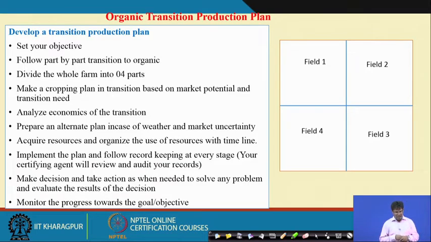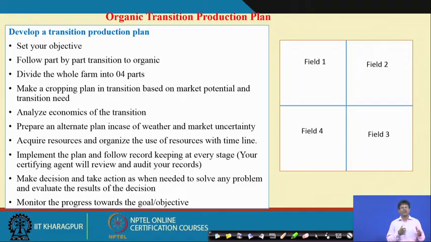Then prepare an alternate plan in case of weather and market uncertainty. As you see, there is market uncertainty, or there may be weather fluctuation; sometimes it may be dry years, sometimes very wet years, or flood or drought. Looking at the extreme conditions, a second alternate plan must be ready, because you cannot predict weather on a long-term basis. When you go for the seasonal plan, you can base it on the weather forecast for 2 or 3 months, whether the rainfall or monsoon will be normal or there is some variation or dry conditions. Depending upon that, a crop can be changed.